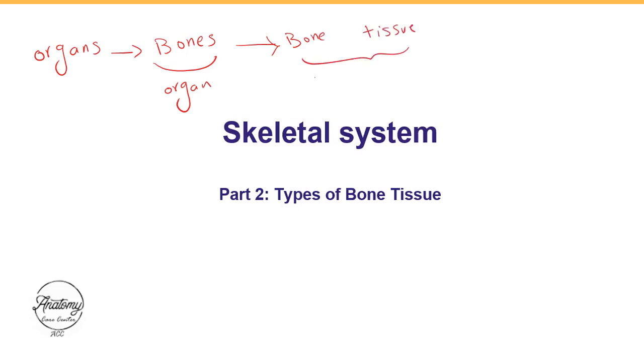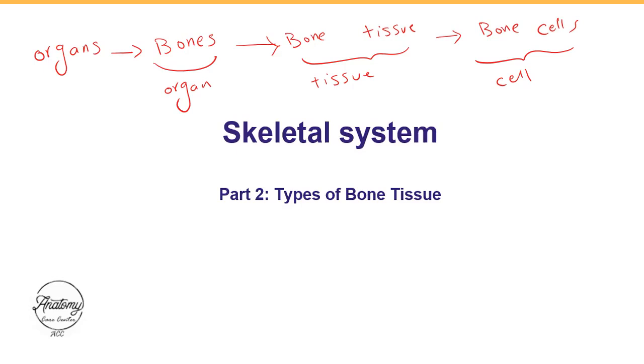Each bone tissue is composed of cells. So we have bone cells, we have bone tissue, and we have bone as an organ. Then these bones make up our skeletal system as the organ system. In this short video, we are going to talk about the different types of bone tissue.